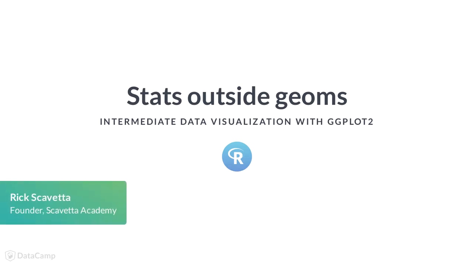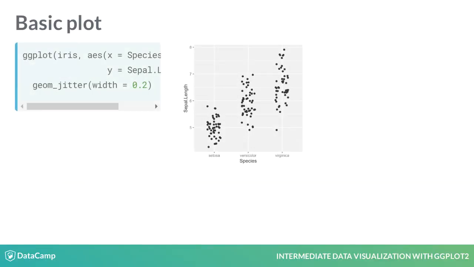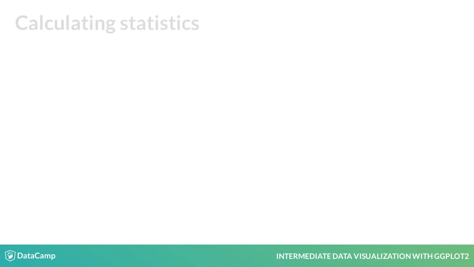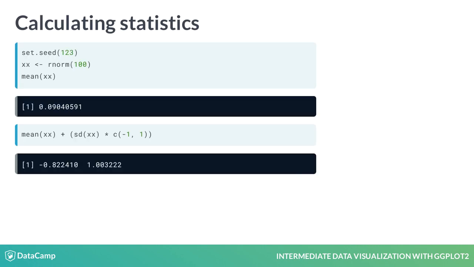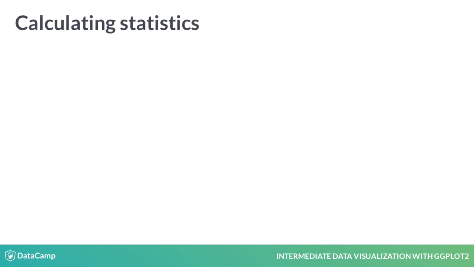Let's take a look at some statistics that we can call directly. In this plot of the iris dataset, sepal length is described by species. What can we do with this data? A typical way to summarize this data would be to take the mean and standard deviation, or the 95% confidence interval. We can calculate these values manually, or we can do it directly in ggplot2. Let's see how it works.